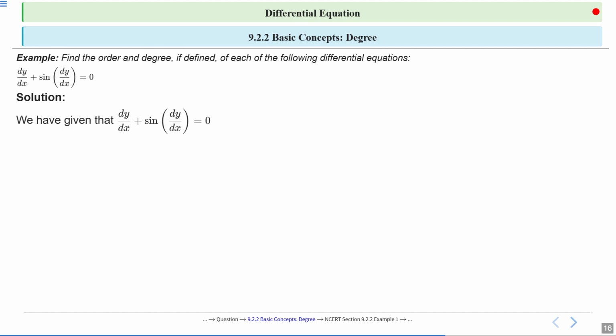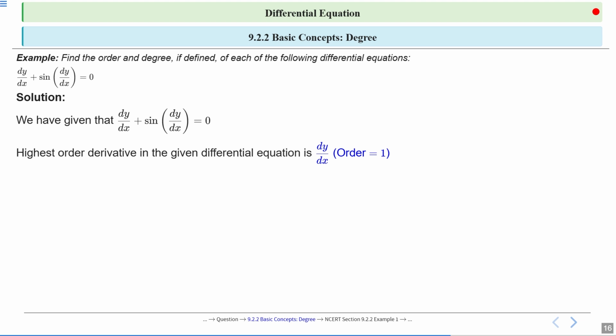So we are given that dy/dx + sin(dy/dx) = 0. That is the given differential equation. The highest order derivative in the given differential equation is dy/dx. There is only one derivative, that is dy/dx. So the order of this differential equation is 1.